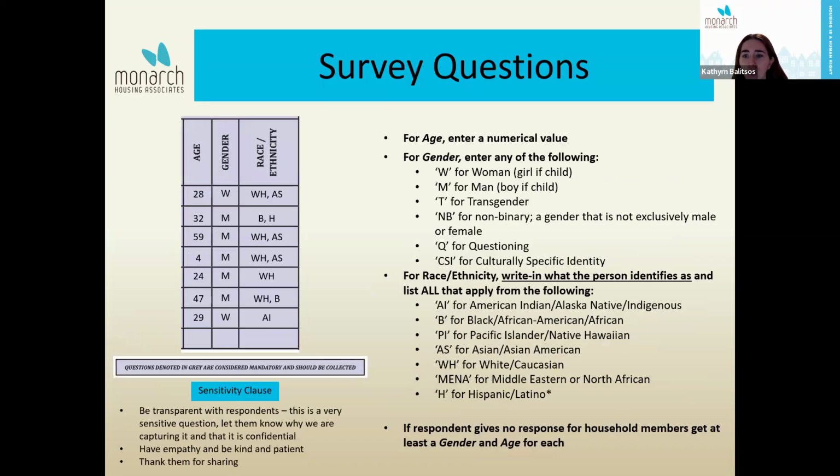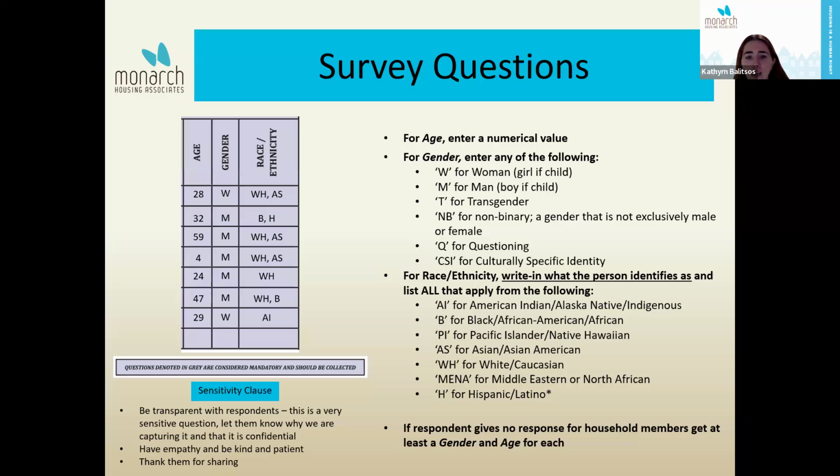So for age, you're going to be putting a numerical value. For gender, you're putting any of the following as the letter. W for woman, girl if child, but you would still put a W. M for man, T for transgender, NB for non-binary, Q for questioning, and CSI for culturally specific identity.